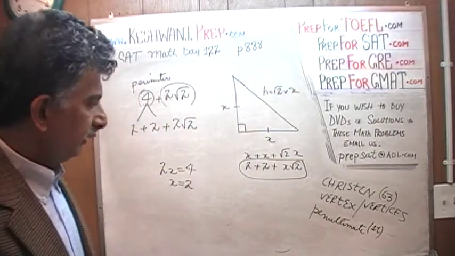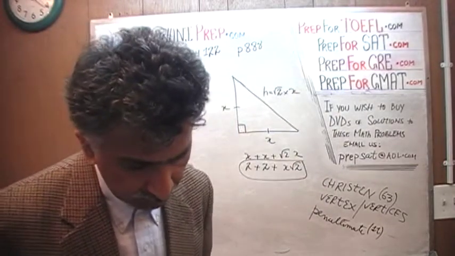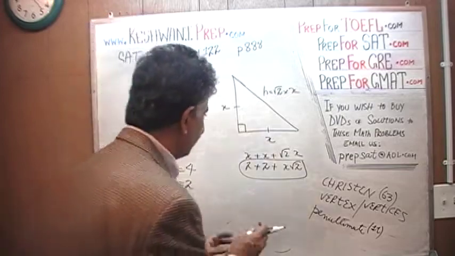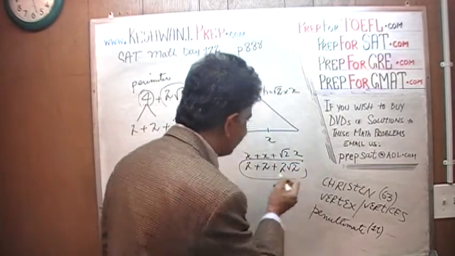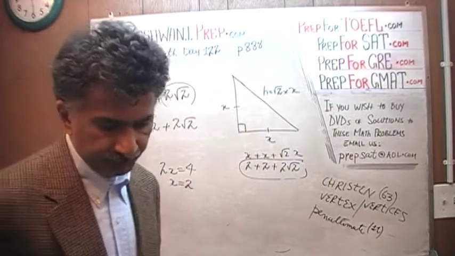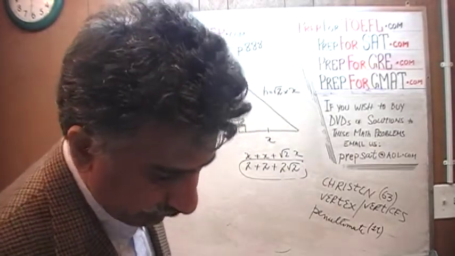So x must be 2 times root 2, they say, 2 times root 2, which means x must be 2. That's all. The answer is A. Number 6.